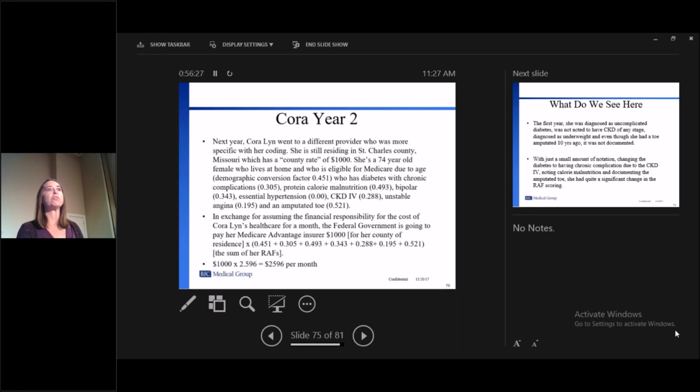Year 2, she goes to another provider who's a little bit more diligent with her coding. She is now 74, still in that same age group. She has been noted to have diabetes with chronic complications. She has protein calorie malnutrition instead of being underweight, bipolar, essential hypertension, CKD level 4, unstable angina. Oh, and she had an amputated toe 10 years ago. In exchange for that, if you add this all up, $25.96, okay, that's almost 3 times as much money.